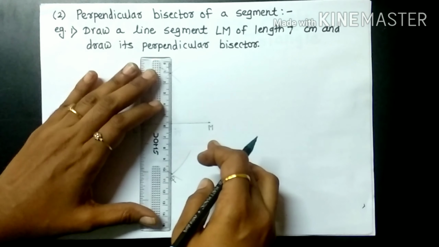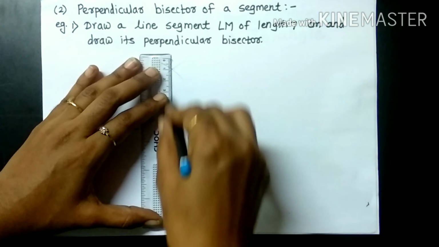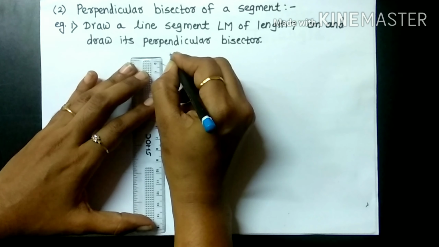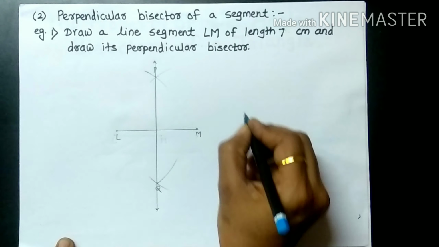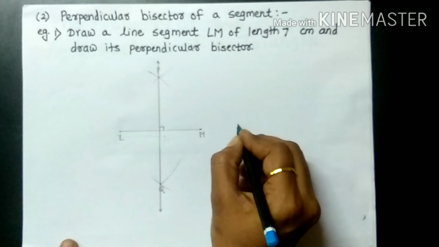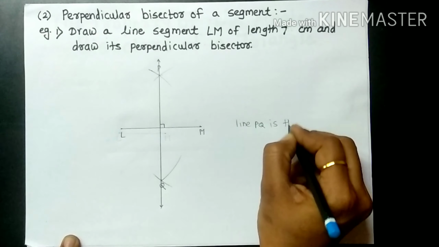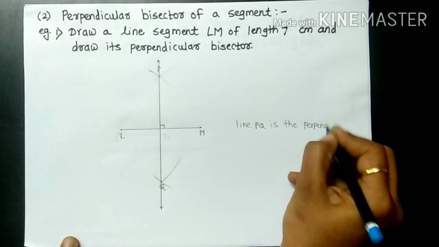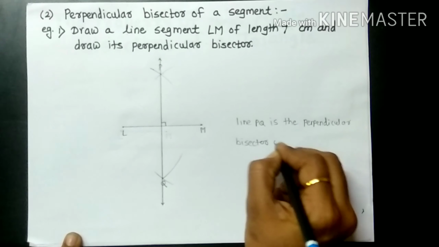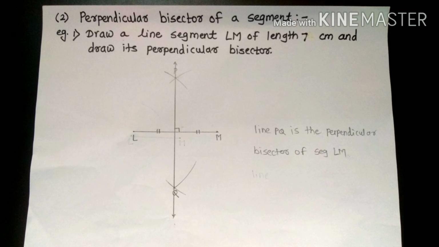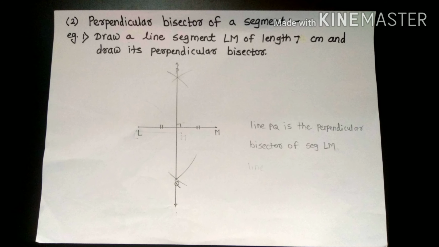Draw line PQ. The line PQ is the perpendicular bisector of segment LM. So this is our required figure of perpendicular bisector of a segment.